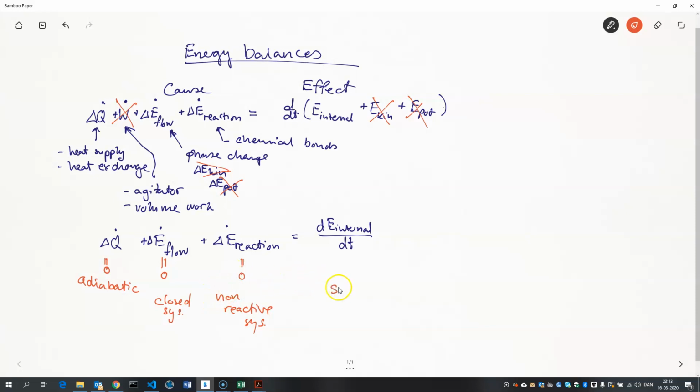And finally, if we have a steady state system, then no changes will occur in the system, and that means this differential term over here will become zero, and our differential equation becomes an algebraic equation. So that's the general energy balance. And we will do some specific examples using this energy balance in the next podcasts.